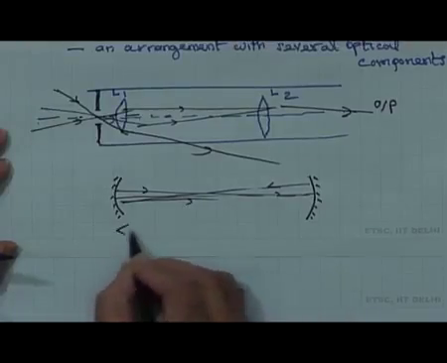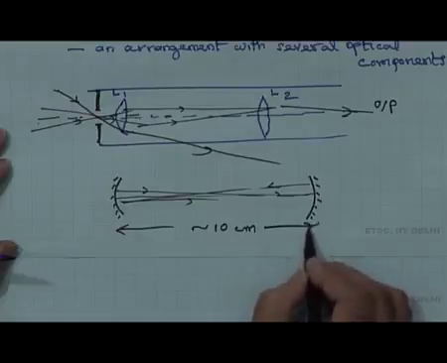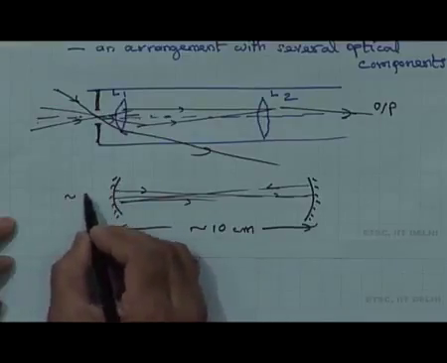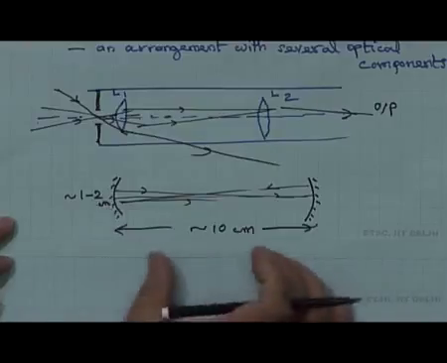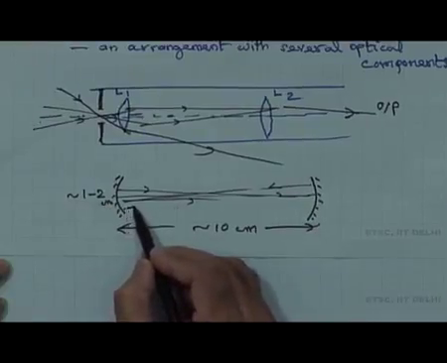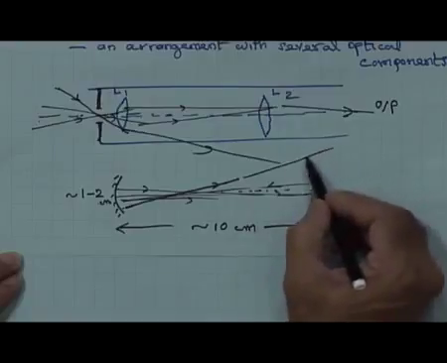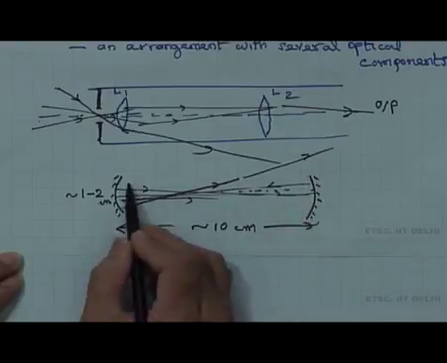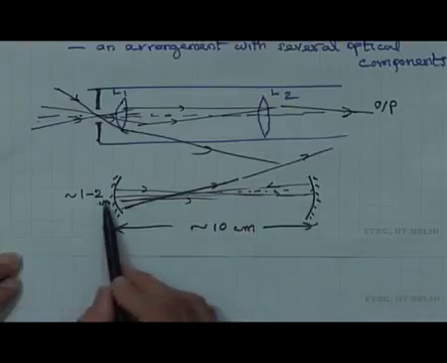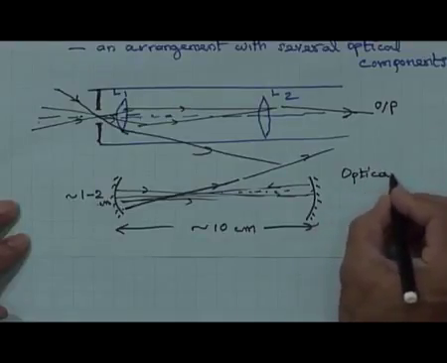Note that typically this length could be of the order of 10 centimeters. If I take a helium neon laser, this could be of the order of 10 centimeters, the mirror could be of the order of 1 to 2 centimeters, and this distance could be 10, 20 centimeters. Then any ray which makes a larger angle with the optic axis of the system will simply go off the system. It will not hit the mirror and come back. Therefore, only rays which are close to the axis, which make small angles, will go back and forth in this resonator. This is called an optical resonator.